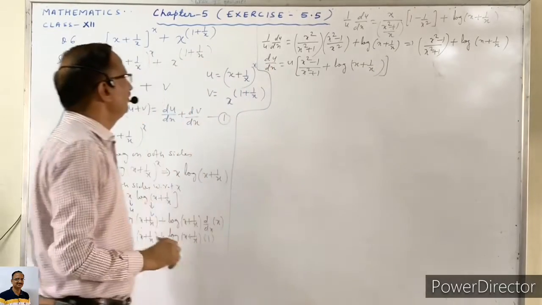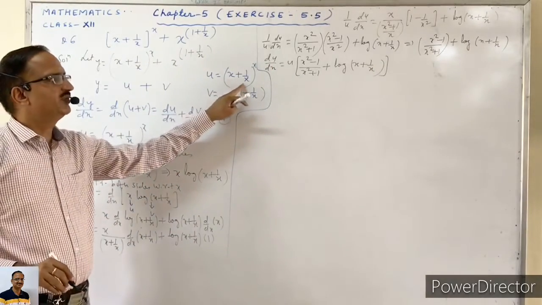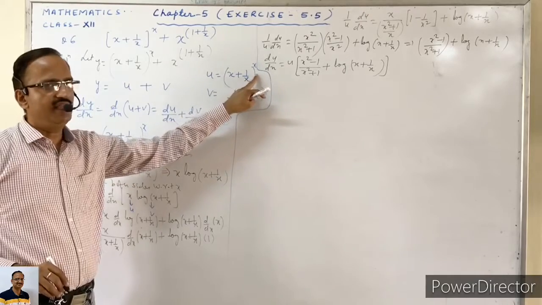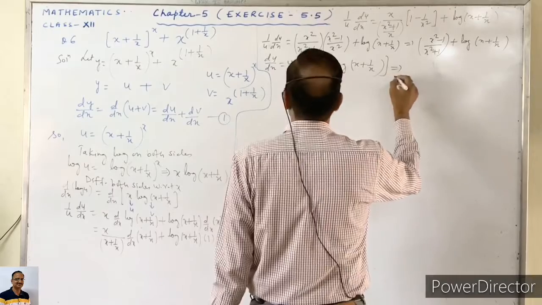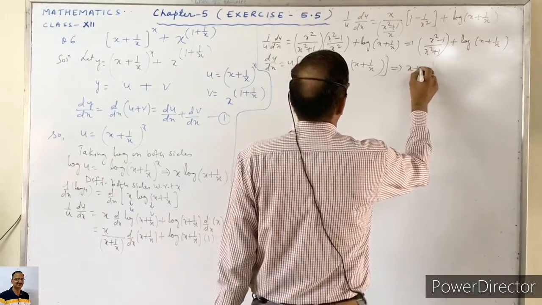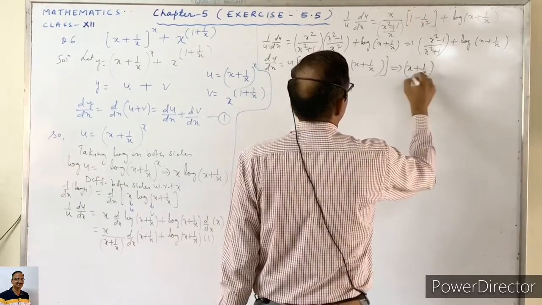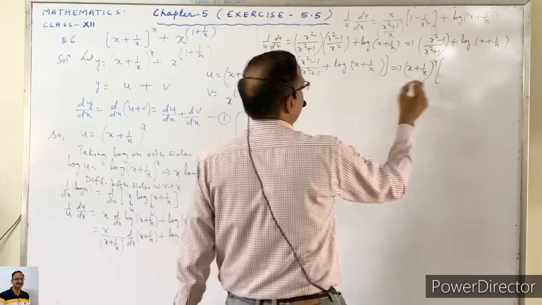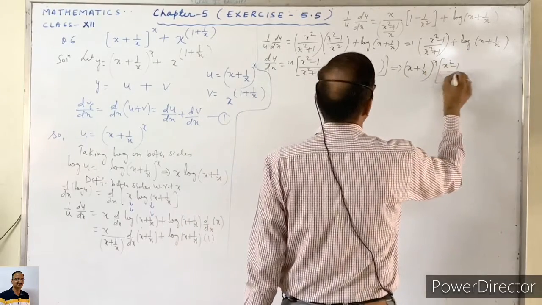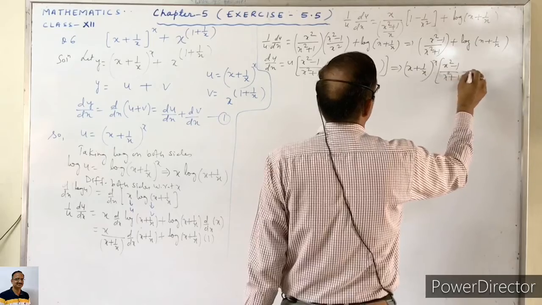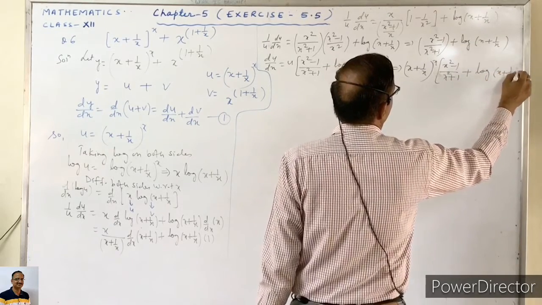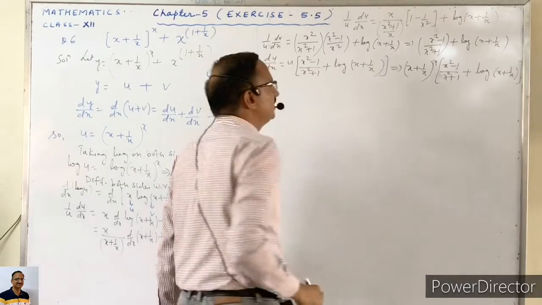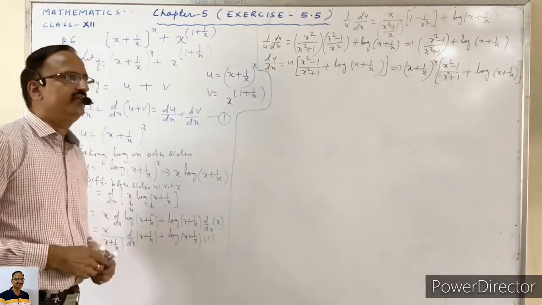Now what is the value of u? u is (x + 1/x) raised to power x. So we can write this as (x + 1/x)^x, and in bracket this is (x² − 1)/(x² + 1) plus log (x + 1/x). So this is the value of du by dx.